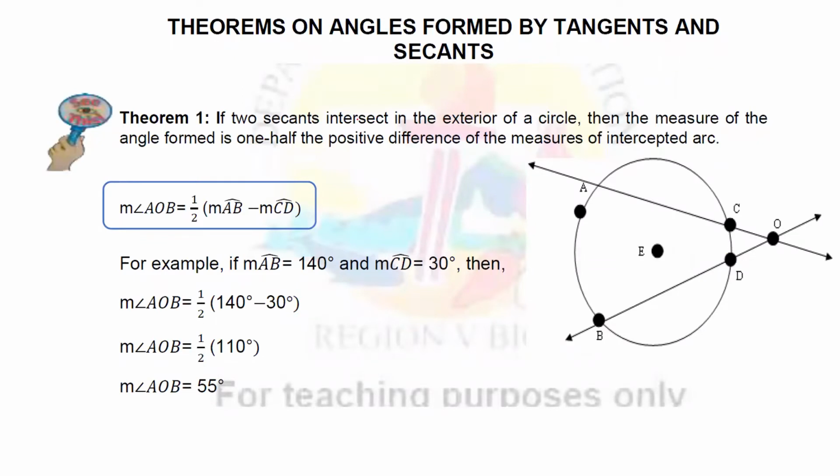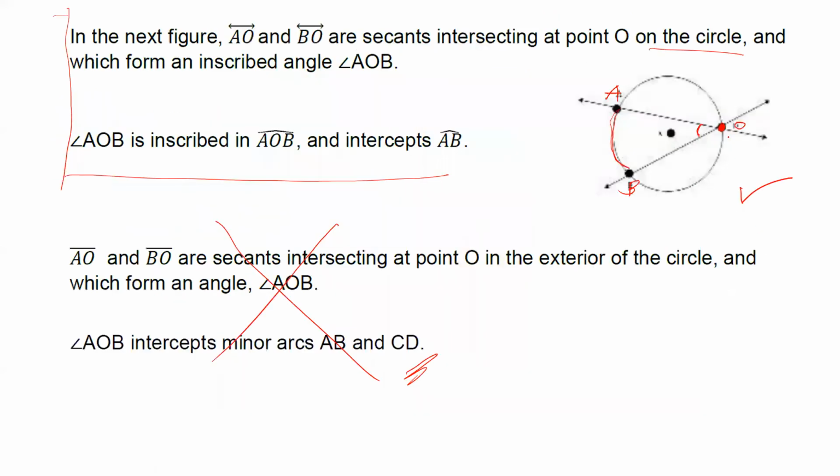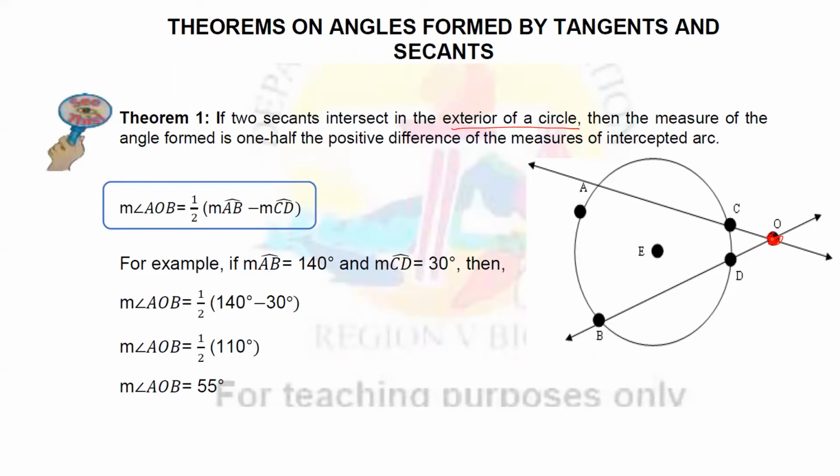So we have here, if two secants intersect in the exterior of a circle, the point of intersection is outside. Kanina, the point of intersection was on the circle. Hindi naman outside ang first theorem natin. If two secants intersect in the exterior of a circle, then the measure of the angle formed is 1/2 the positive difference of the measure of the intercepted arcs. So we have here angle AOB. This is A, this is O, this is B. This is the angle referred to.